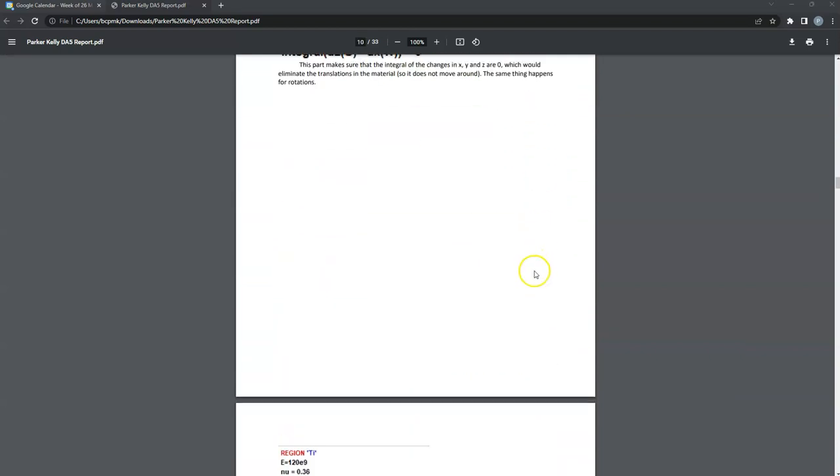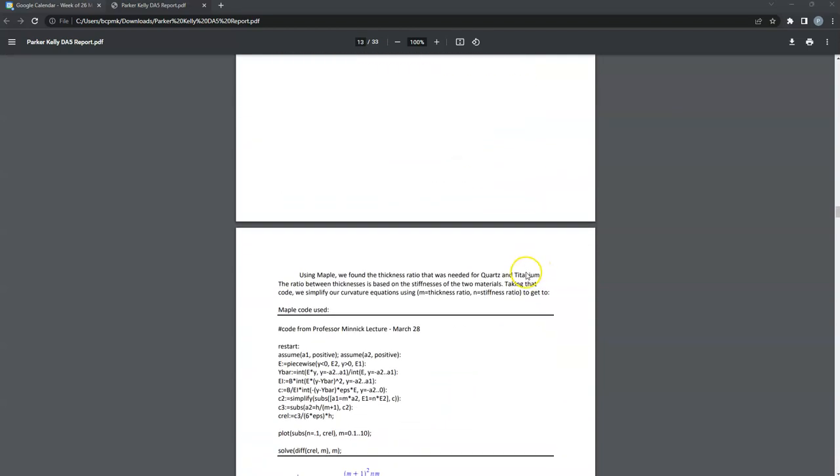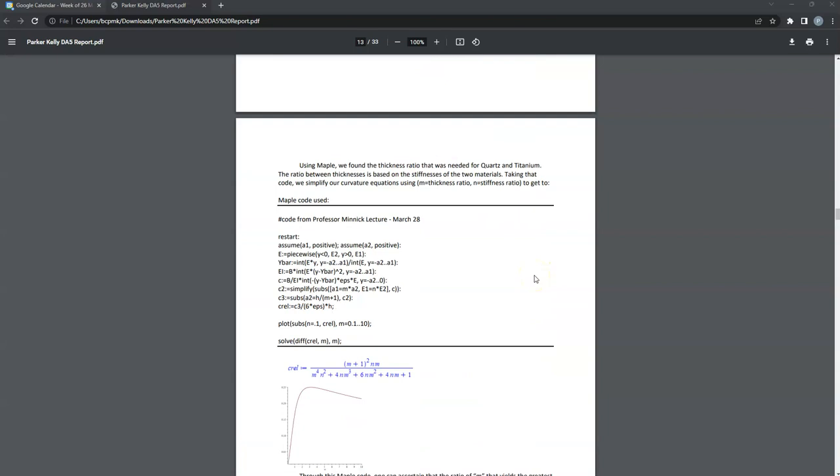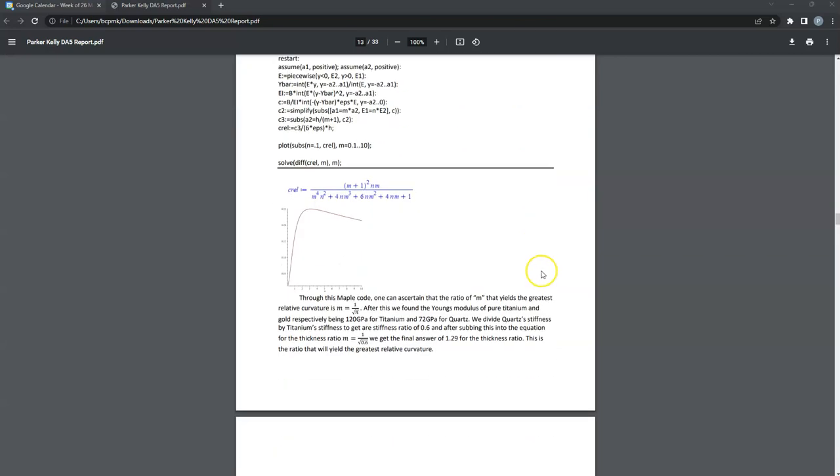Further down here, we can see the Maple code, which we used to get the real curvature of the bridge, in which we used Professor Minnick's code from March 28th. Taking this curvature real equation and solving for m, we get that the thickness ratio equals 1 over the square root of the stiffness ratio, which got us to our final answer of 1.29.